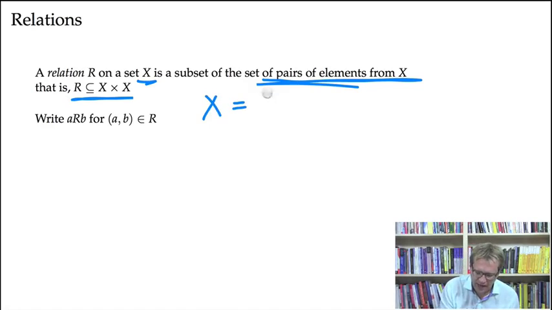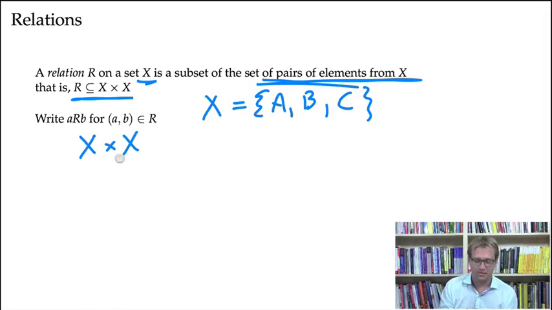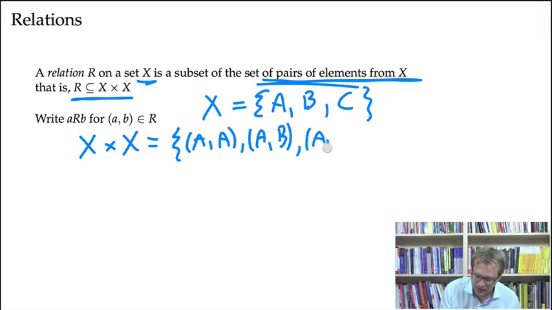Suppose, for example, that X is equal to the set ABC. So it's three elements. These might be three objects of choice, three candidates in an election, what have you. The set of all pairs of elements from X is denoted X cross X. So this is going to be the set of all ways of pairing up elements in X with other elements in X. So for example, we can pair A up with itself, A up with B, A up with C.